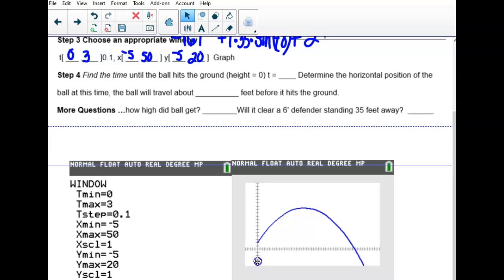Again, the only reason I did negative is so that I can see the axes. Everybody okay? Somebody need help? All right. Now we can trace. It says, find the time until the ball hits the ground, which means the height is 0. What's height, guys? X or Y? Y. So we want Y to be 0.